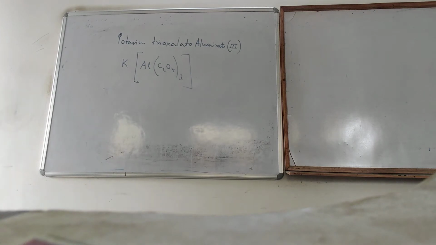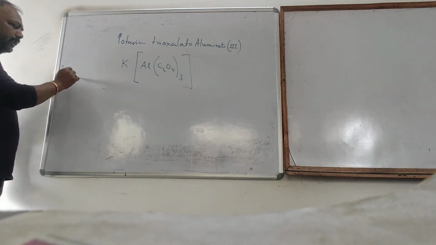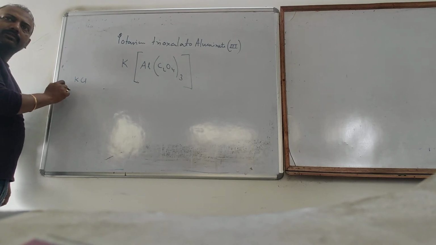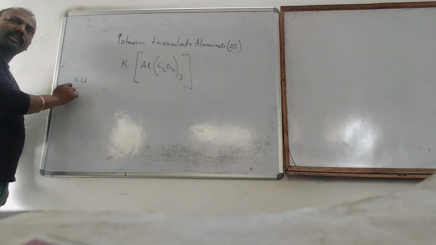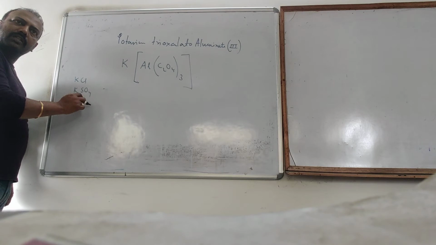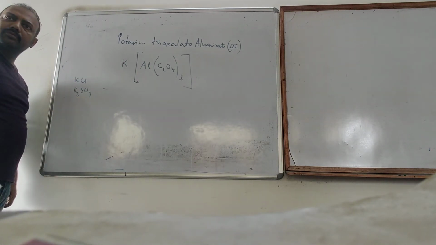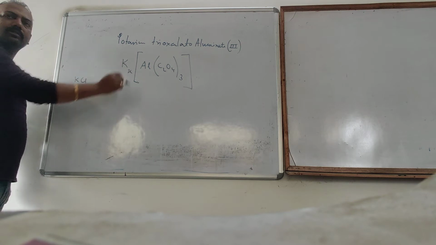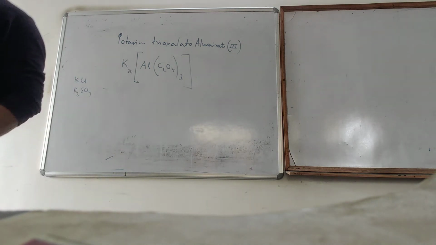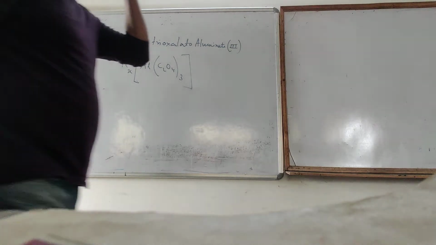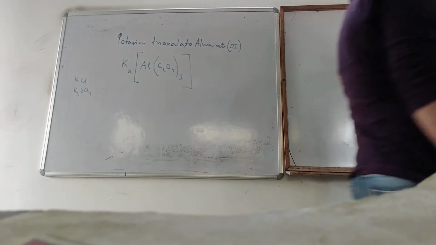What is the formula of potassium chloride? KCl. What is the formula of potassium sulfate? K2SO4. I am saying potassium only. So you don't know how many. Potassium means how many potassium, you don't know. So we will write Kx, and we are going to find out the value of x. Calculate it. What is the value of x?